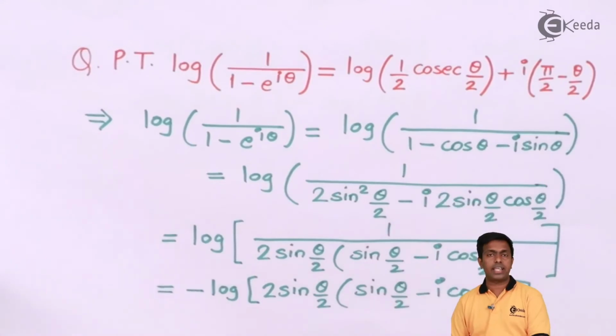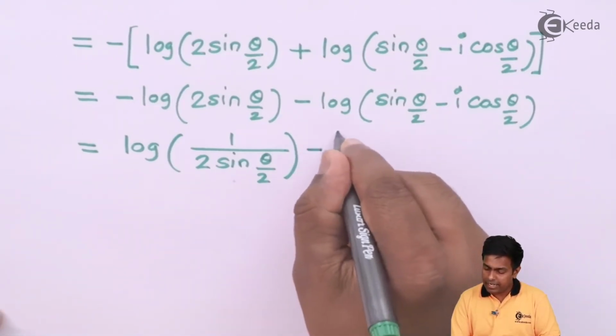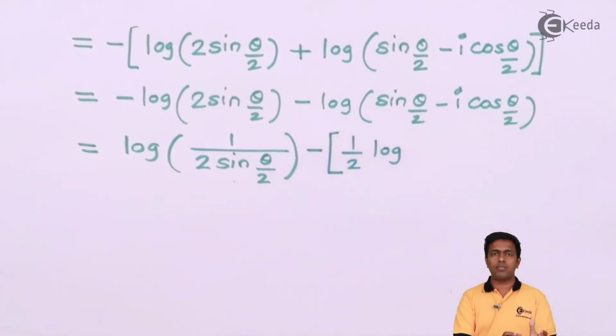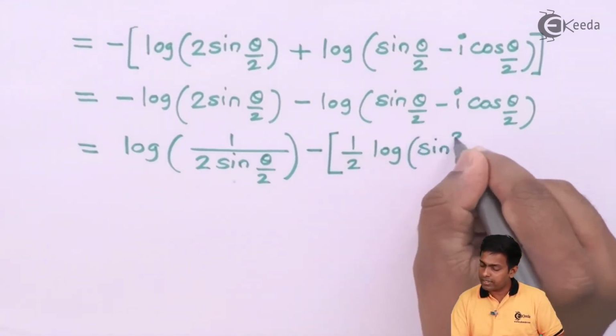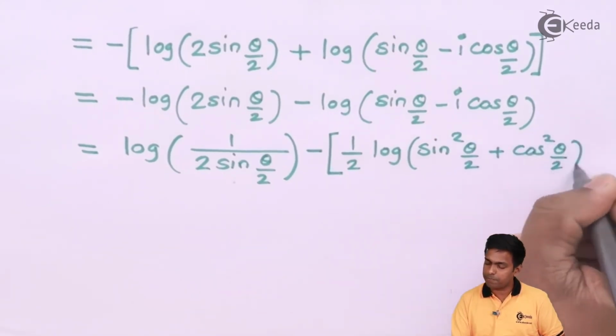Now let's find out the second term. For that, if you observe carefully, this is a complex number and outside that we have a log. It means we have to find the log of a complex number, and for that we have a standard formula. So I'll apply that standard formula over here. Minus sign as it is. In the bracket we will get half log of first term square plus second term square, that is sin square theta by 2 plus cos square theta by 2.